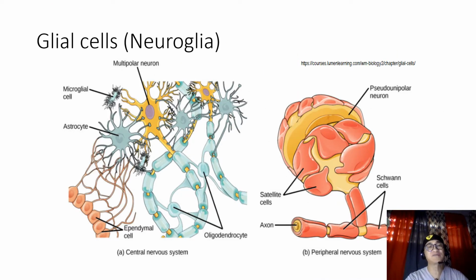Another group of cells that may be found in the nervous system are the glial cells or neuroglia. Because they generally establish the environment that makes the neuron able to function well, the glial cells are also called supporting cells. They are the most diverse group of cells in the nervous system.